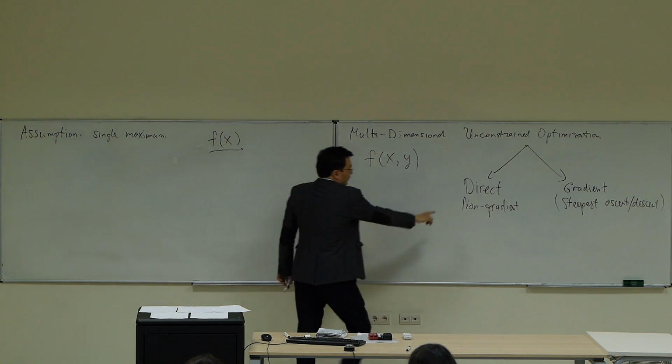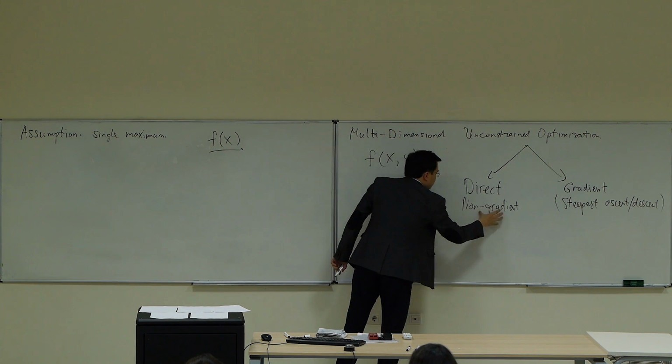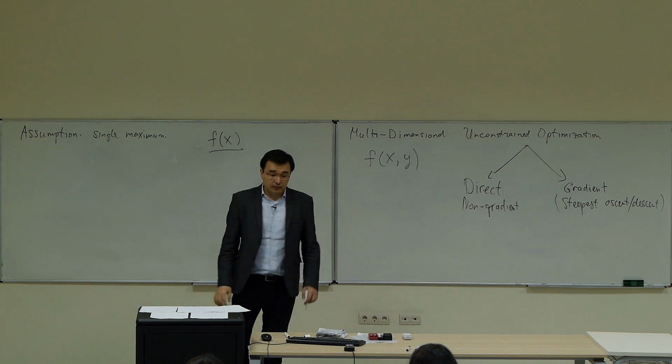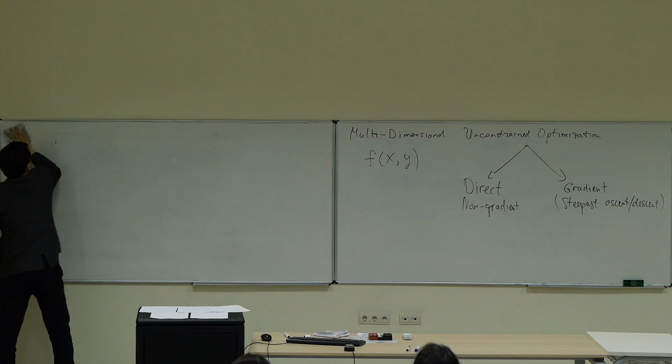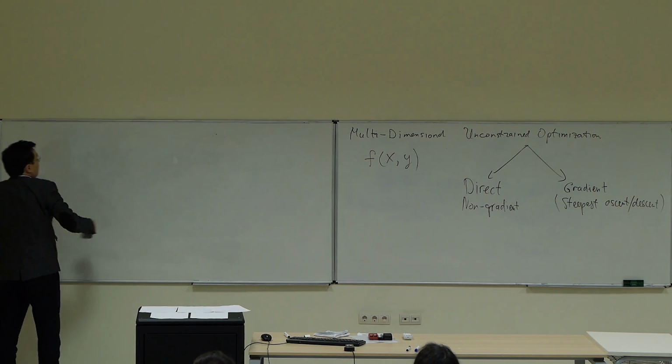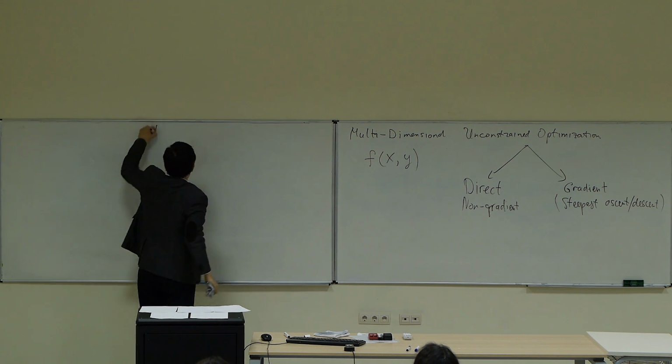All right, let's start with a really simple method which belongs to this class. That method is called the random search method. What this method does is already suggested by its name.